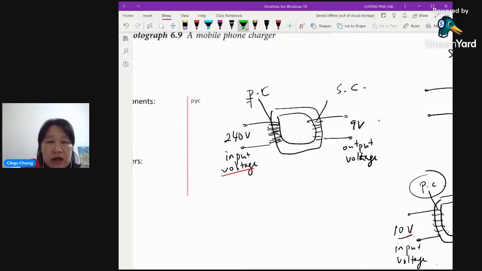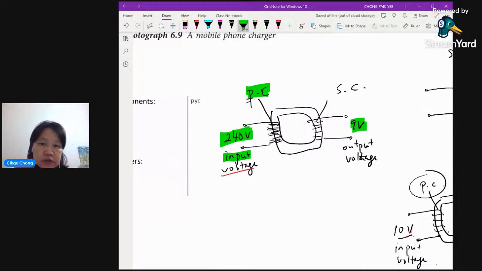Primary coil. And then when the current passes through this one, the voltage will be changed. The voltage will be, let's say, changed to 9 volts. Earlier on it's 240, so from 240 to become 9 volts, your input is 240, your output becomes 9. So is it an increase or decrease of the voltage? Maybe every one of you can type in your answer there.